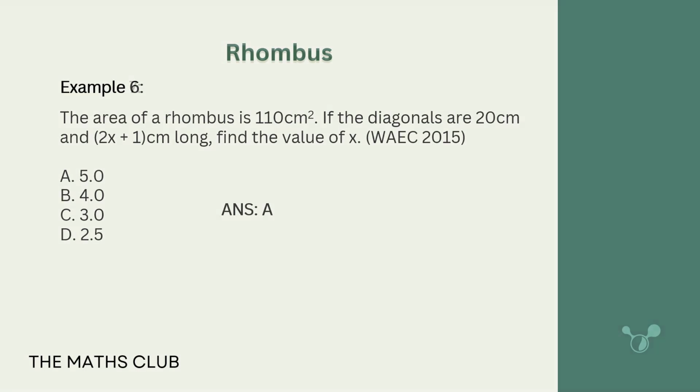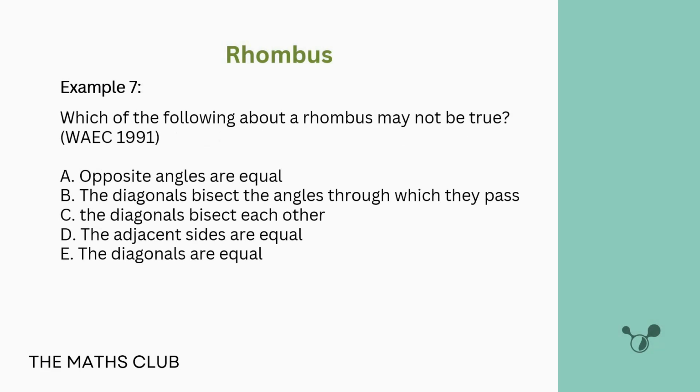Great. Example 7 says, which of the following about the rhombus may not be true? And this is from WAEC 1991. Opposite angles are equal. Is that true of a rhombus? Yes, it's true. The diagonals bisect the angles through which they pass. I did not mention this, but it is true.